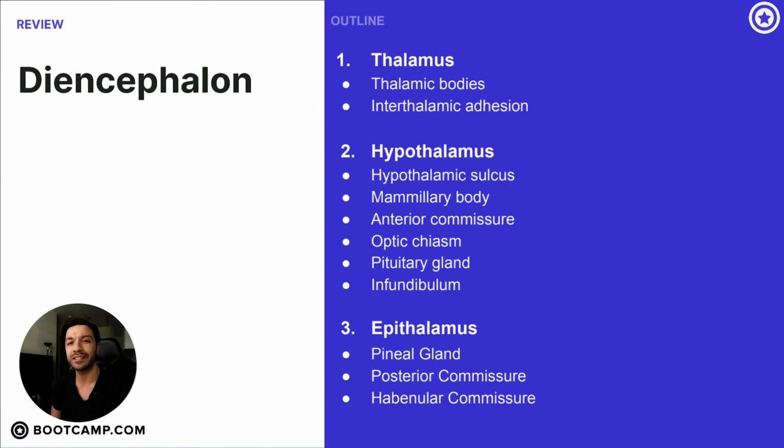Welcome back to the second video in the neuroanatomy video series. In this video, we're going to be talking about the diencephalon, specifically these structures right here. And the diencephalon is kind of an interesting structure. It's really just the third ventricle and all the surrounding structures that make it up. So we're going to go deeper into those structures right now.